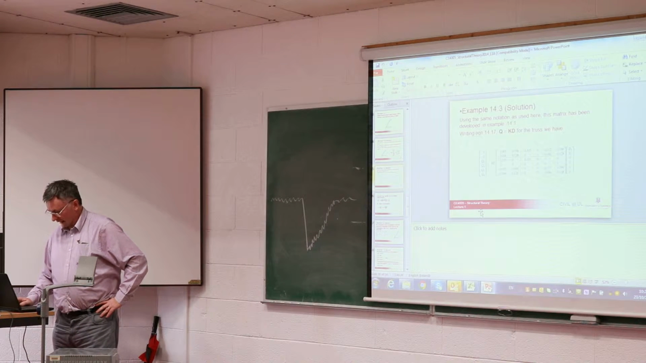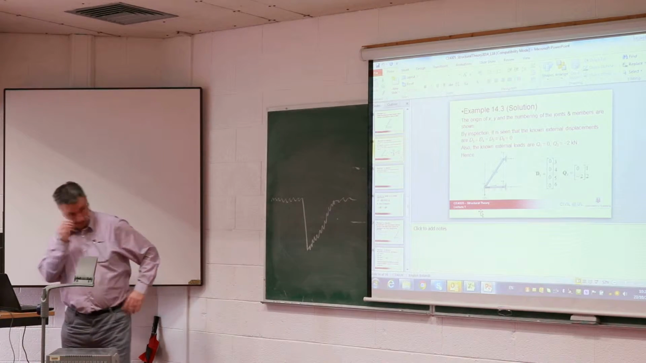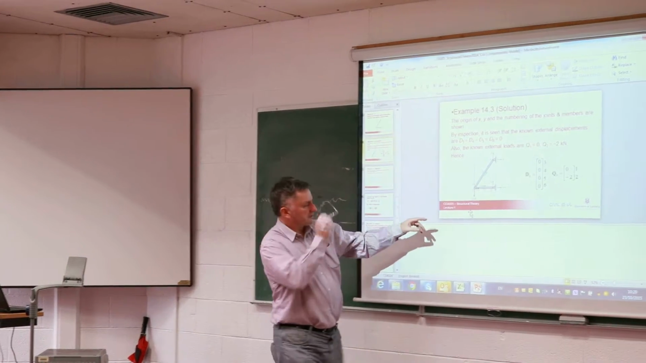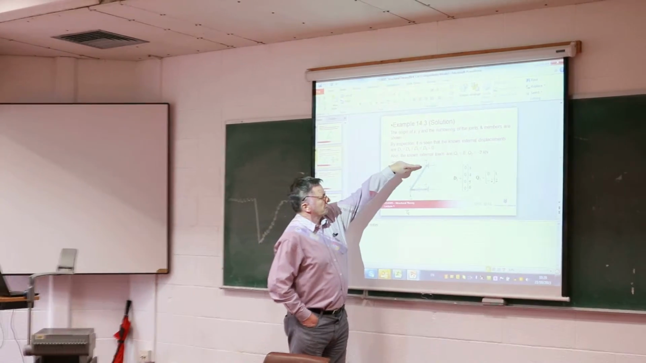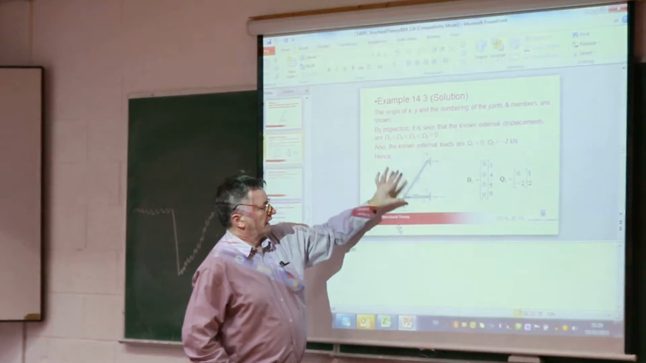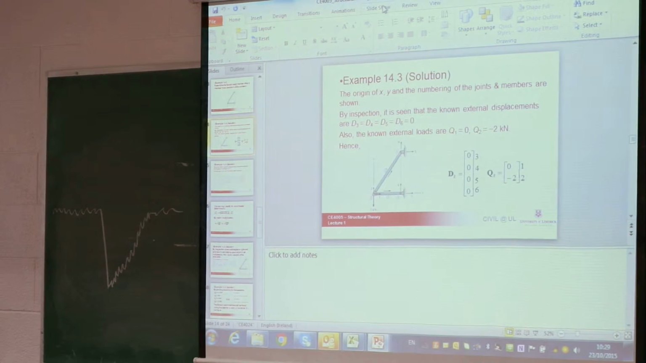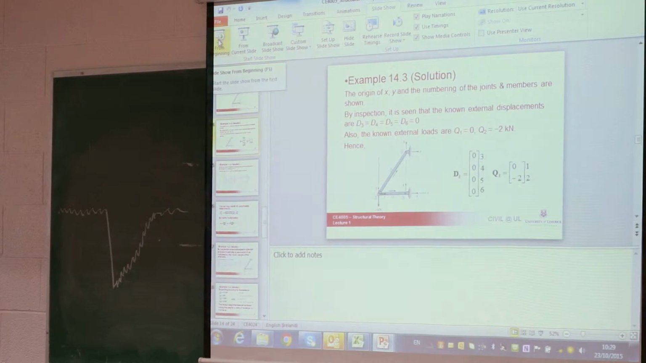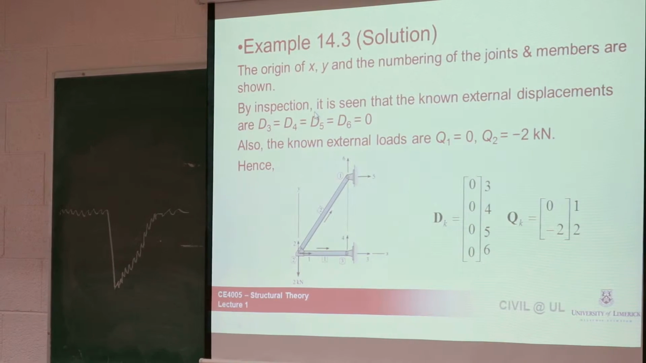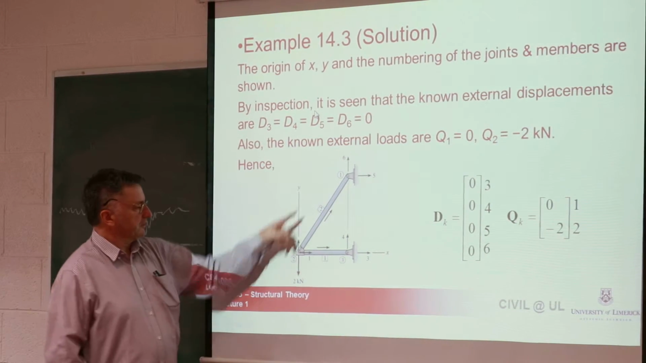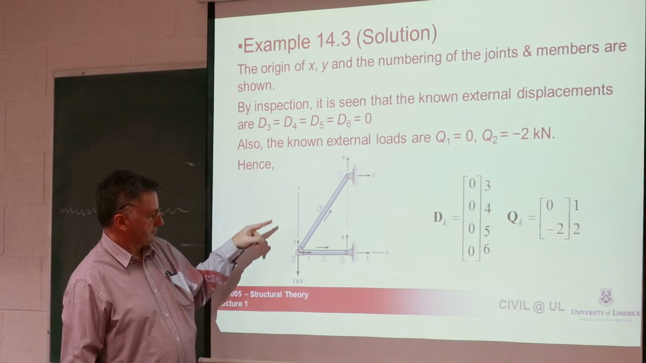Okay, so what's he done here? Well, we've numbered the nodes first, 1, 2, 3, and we've numbered the members. I'll make that a little bit bigger, sorry, I should go to the... There, it's easy to see. So we've numbered the nodes and we've numbered the members.